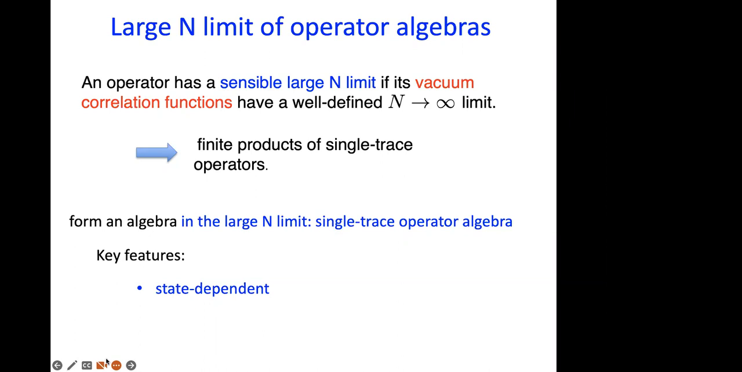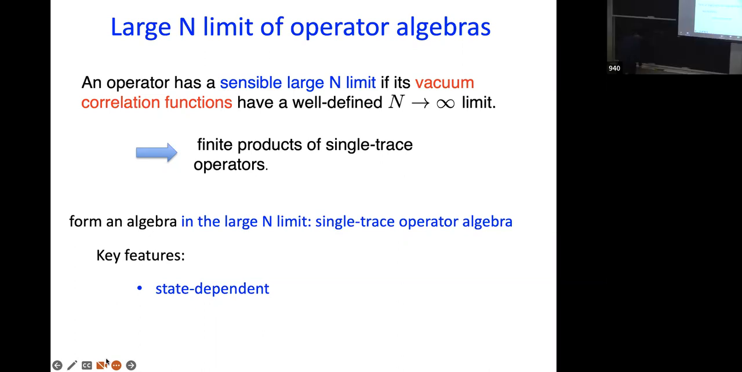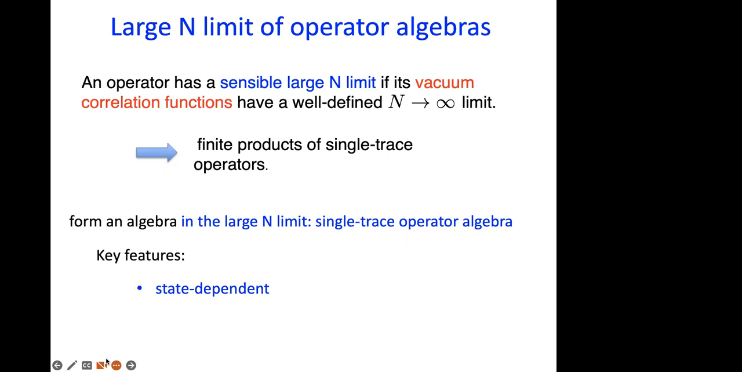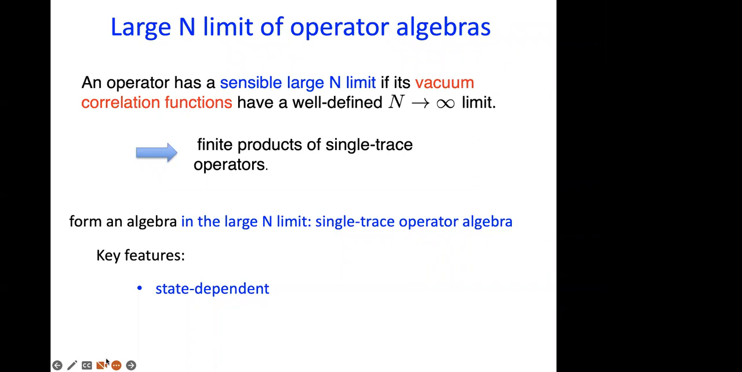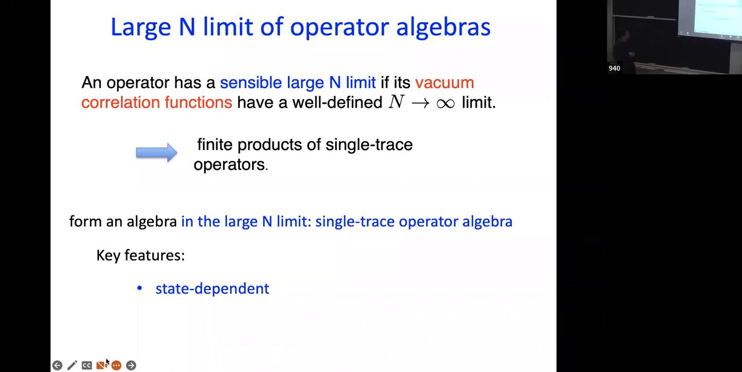I'm sorry, I don't know what a single trace operator is. I apologize. Can you see the blackboard? Unfortunately not. The video is horrible. Okay. Just take one example, say in the Yang-Mills theory, take F_{μν}, trace. Single trace, yeah. Oh, okay, thank you. It was less complicated than I thought. Yeah, just like that, and then you can take products of them.